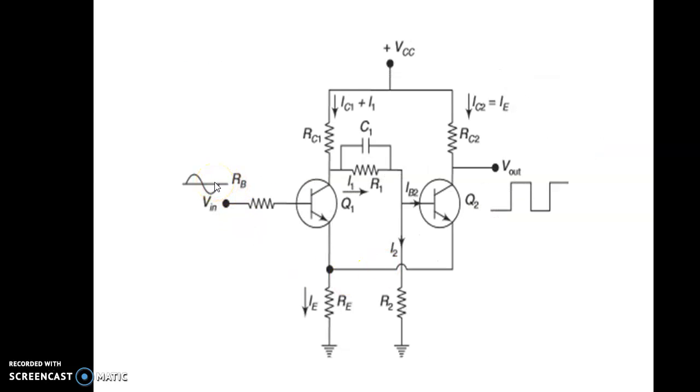So now let us assume that an input voltage is applied to this circuit, and let us see how the transistors Q1 and Q2 convert this sinusoidal input into a square waveform.